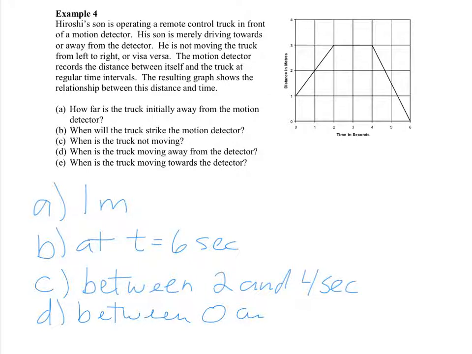So that's between 0 and 2 seconds. And when is the truck moving towards the detector? The distance is going to be decreasing because they're getting closer and closer, and that's in this period, between 4 and 6 seconds.